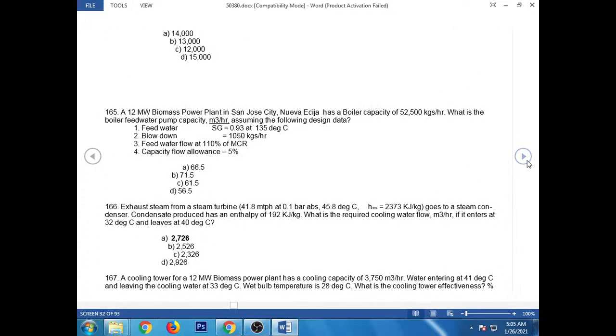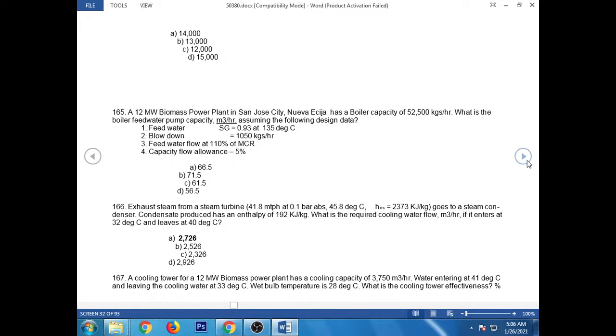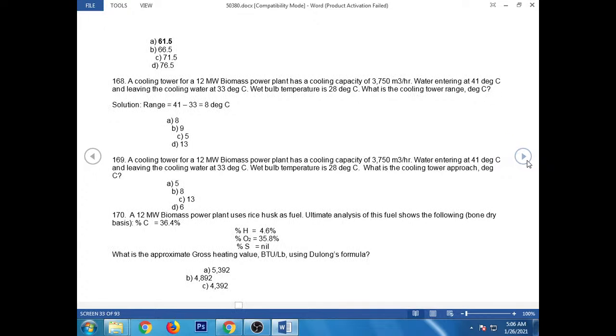Answer 2,726. A cooling tower for a 12 MW biomass power plant has a cooling capacity of 3,770 m3 per hour. Water entering at 41 degrees Celsius and leaving at 33 degrees Celsius. Wet bulb temperature is 28 degrees Celsius. What is the cooling tower effectiveness? Answer 61.5%. No answer key again.